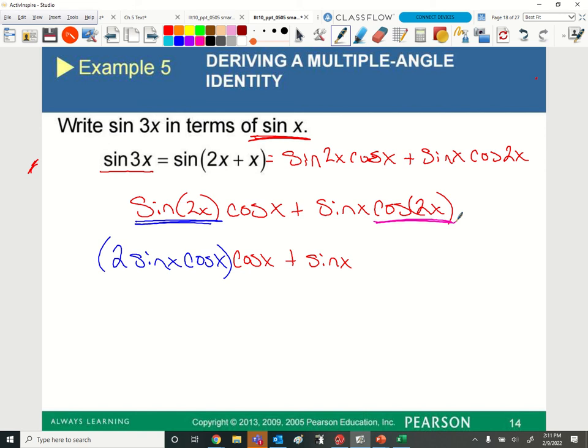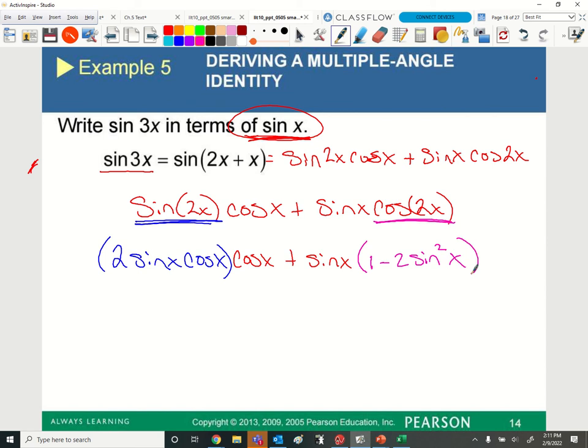Wait, no. Why do I not want to use that? Nope. What do I only want? I only want sines. So do I want cosines? No. So I need to look at the ones and only use the ones that have only sines, no cosines. So it's going to be parentheses 1 minus 2 sine squared x, right?